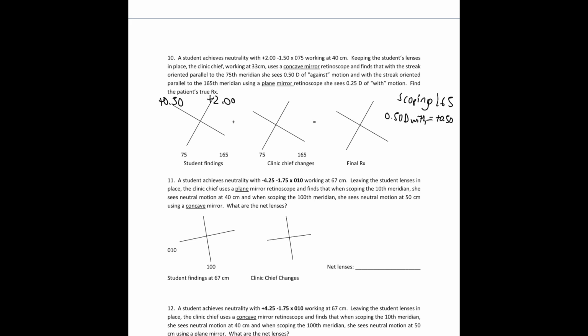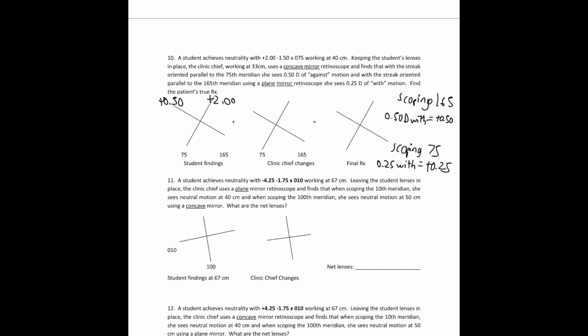And then they have the streak oriented parallel to the 165th meridian using the plane mirror. So now this is standard. So it's parallel to the 165th, so we're scoping the 75th. And they see 0.25 with, which is the same thing as plus 0.25. Okay, so then let's put this on the cross.